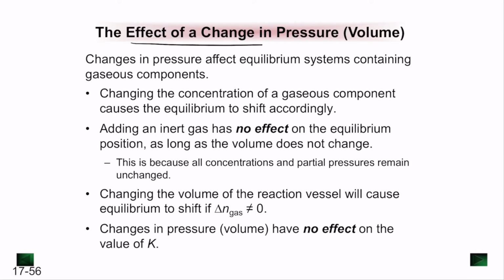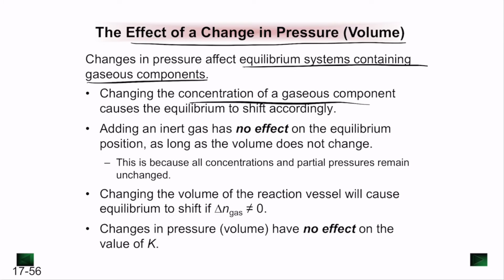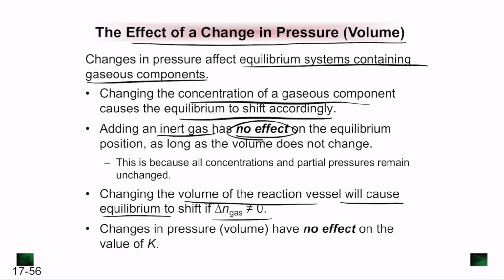Next, let's talk about the effect of change in pressure. Now, change in pressure affects the equilibrium system containing gaseous components only. So, changing the concentration of gaseous components causes the equilibrium to shift accordingly. Which means that whenever you add an inert gas, there is no effect on the equilibrium. Now, changing the volume of the reaction vessel will cause equilibrium to shift, provided that delta N of the gas is not equal to 0.